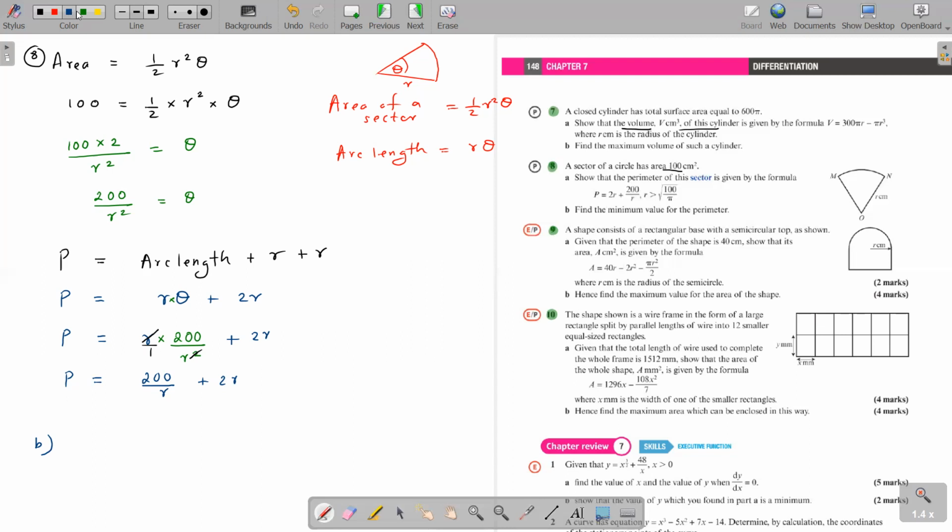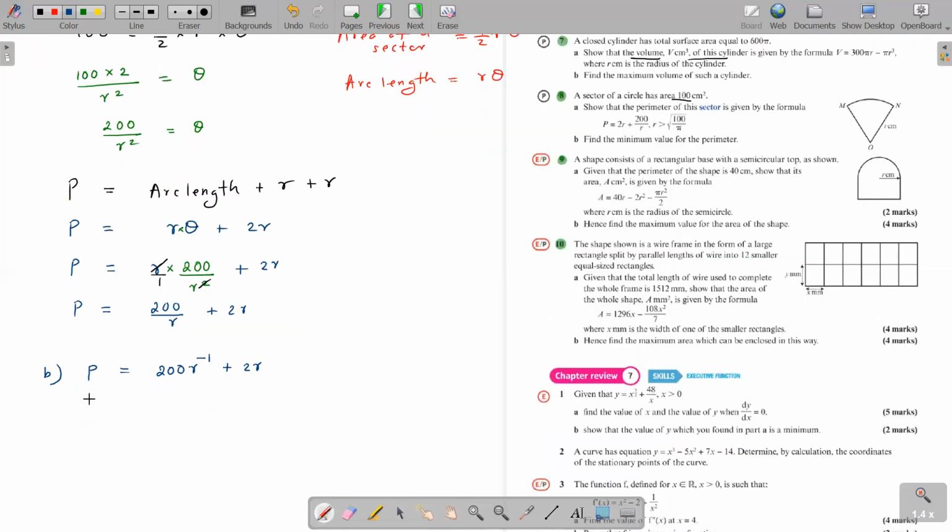Before I find dp by dr, you understand I can't differentiate when my r is in the denominator. First thing is we bring r up. So when you bring r up, the r comes up as r to the power minus 1 plus 2r. You can see I didn't differentiate; I first made the equation possible to differentiate. Now we can differentiate dp by dr.